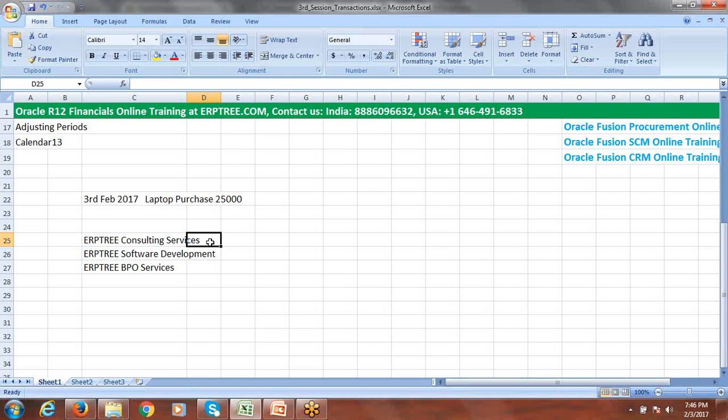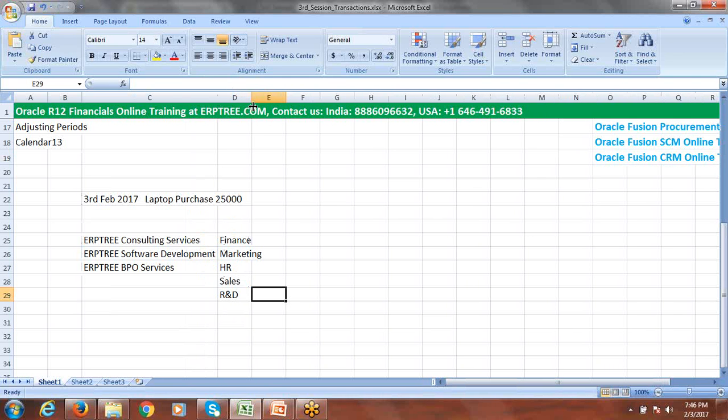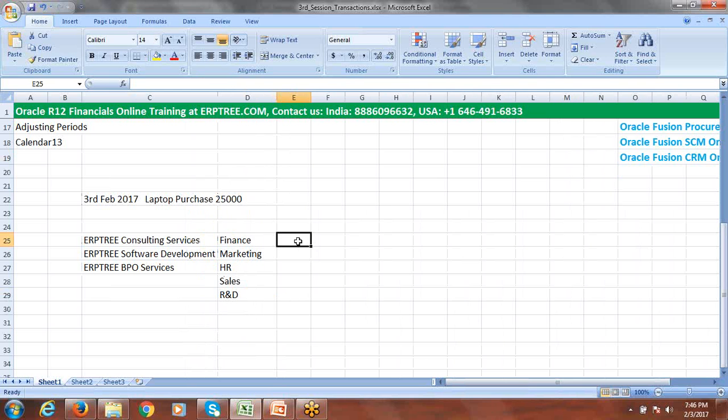Say we have multiple departments: finance department, marketing, HR, sales, and R&D, research and development. This is how we can have multiple departments. I'm just listing them out here. So we have these 3 companies, and say we have 5 departments.